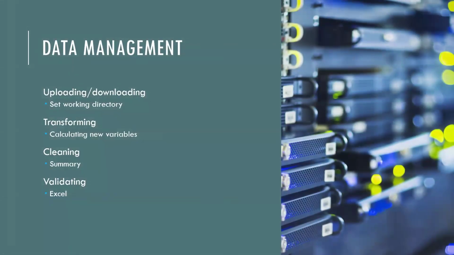Before we can start running analysis, there are a couple of data management things to keep in mind, and we'll work through these. One is uploading and downloading the data sets. In R and Python, what's super important is that you establish the working directory. It's also important that you know how to transform and calculate new variables if necessary, to clean and summarize your data, and finally to have a way to validate your data. Excel is a good first step in doing that.